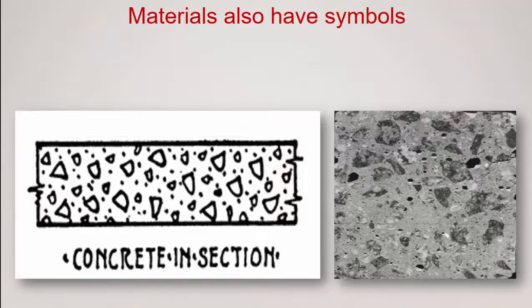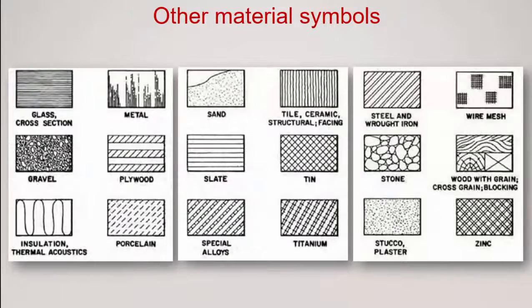Materials also have symbols. You can tell in these pictures here, they're close in representation. The sketch on the left shows concrete in a section. So if you were to cut through concrete, that's what it might look like. And sure enough, on the right, the actual picture shows something very similar. Other material symbols are listed here: glass, metal, sand, stucco. Each has its own designated symbol.